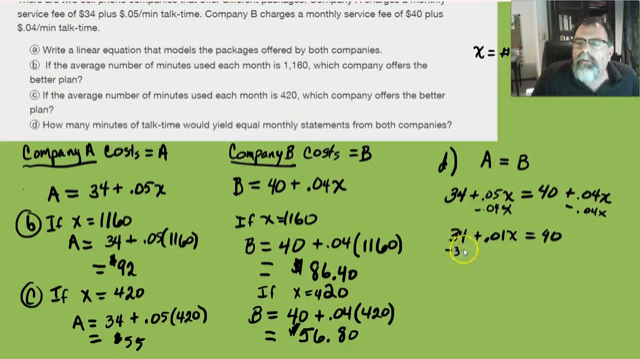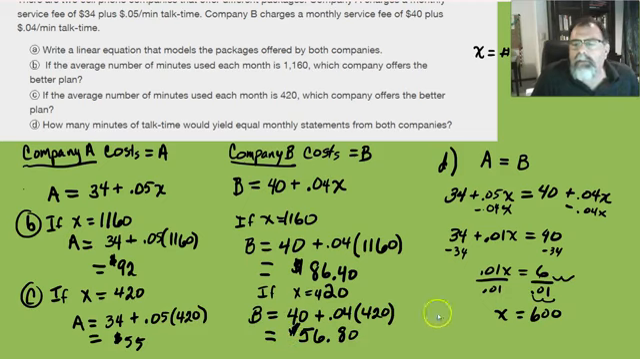Now I'm going to subtract 34. So 0.01x is 6. Then I'm going to divide by 0.01, which is basically moving the decimal place two places. So x is going to be 600. So it would take 600 minutes. If you talk more than 600 minutes, B is cheaper. If you talk less than 600 minutes, A is cheaper, as illustrated by these two examples. But that's the break-even point, 600.